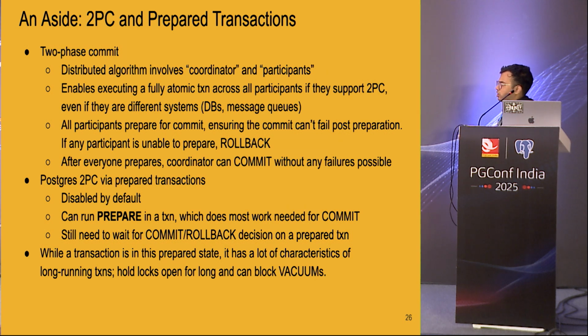By default, you can't do prepare transactions. After you enable them, you can run prepare transaction as a statement. And this does most of the work that commit needs. It writes WAL, it takes locks, it does everything needed, but it doesn't actually make the changes visible. So if I do select star later, the transaction is prepared, but the changes are not visible yet. I still need to wait for a commit or rollback decision on a prepared transaction to be done.